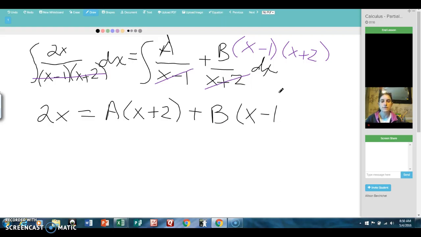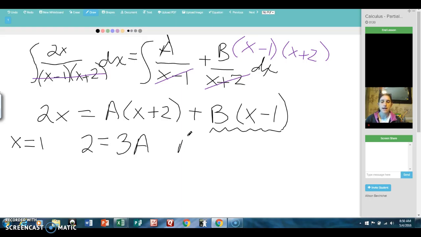Now I can choose convenient numbers to solve for a and b. So the first convenient number I'm going to choose is x equals 1. The reason why I'm going to choose x equals 1 is because my b term is going to go to 0. So on the left-hand side, I'll have 2, and on the right-hand side, I'll have 3a. So that means that a is equal to 2/3. So we're going to hang on to that information for a minute.